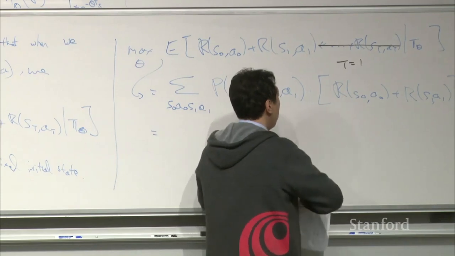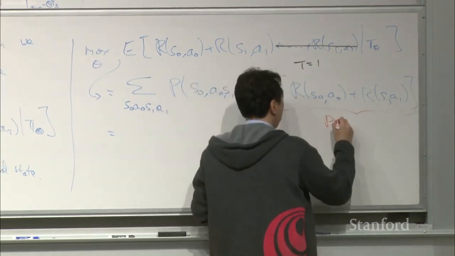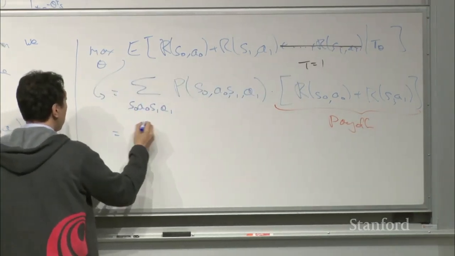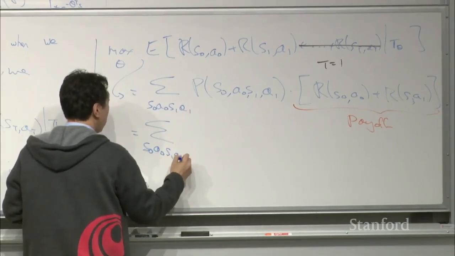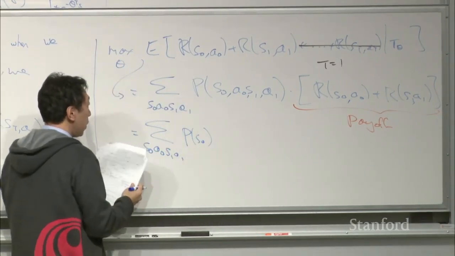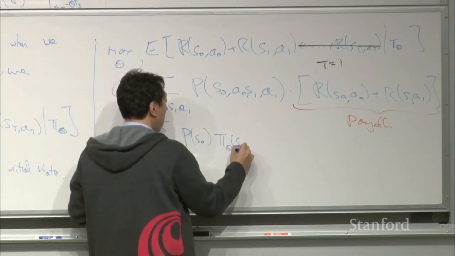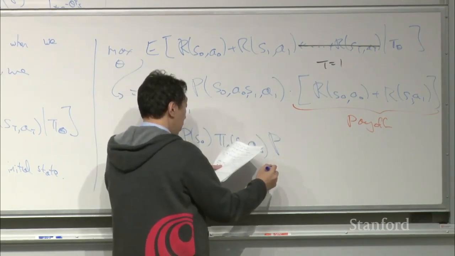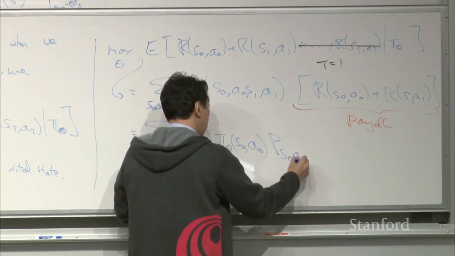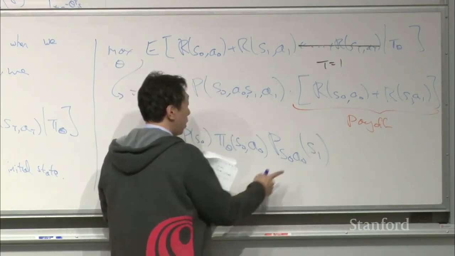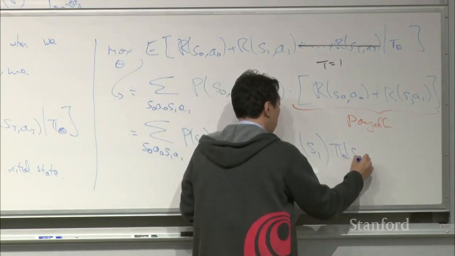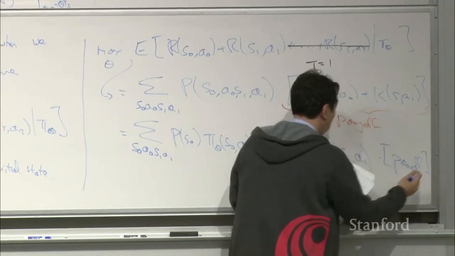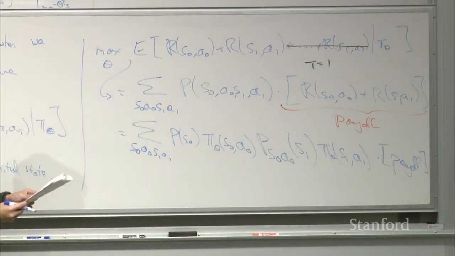And so instead of writing out this sum, I'm just going to call this the payoff. Right? And so this is equal to the sum over S0, A0, S1, A1 of the chance your MDP starts in state S0, times the chance that in state S0 you end up choosing the action A0, times the chance governed by the state transition probabilities that you end up in state S1, times the chance that in state S1 you end up choosing A1, and then times the payoff. Okay?